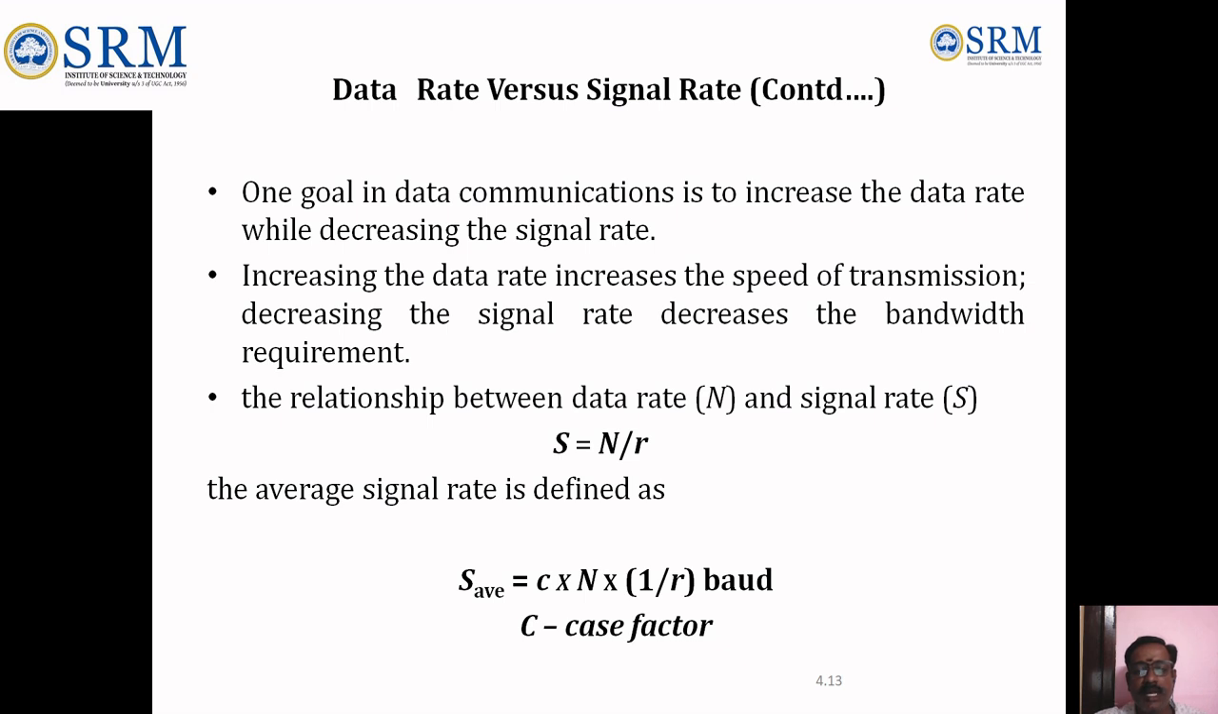One goal in data communication is to increase the data rate while decreasing the signal rate. Increasing the data rate increases the speed of the transmission. Decreasing the signal rate decreases the bandwidth requirement. The relationship between data rate denoted by capital N and the signal rate denoted by capital S: S is equal to N by R. The average signal rate is defined by S average is equal to c into N into 1 by R, with a unit of baud, where c is the case factor.